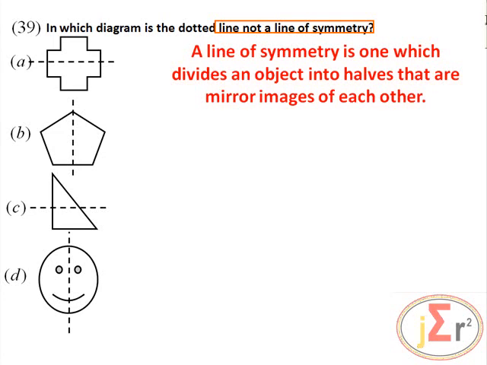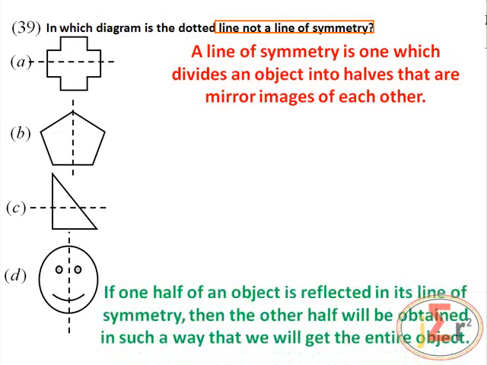Therefore, if you can identify that the portions of the object on either side of the line are not equal to each other, then we know that it is not a line of symmetry. We do not have to go as far as identifying the opposite sides as mirror images of each other. If the 2 sides on opposite sides of the line are not equal, then we do not have a line of symmetry.